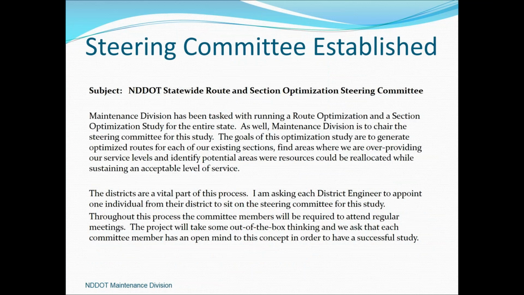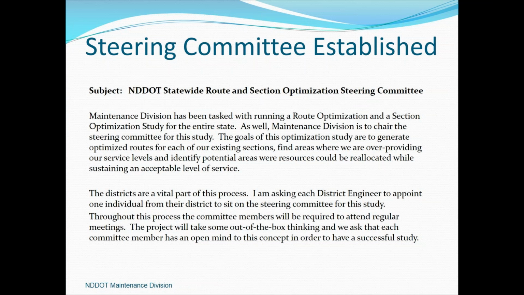As we started thinking of how to get this accomplished, we established a steering committee. That steering committee included members of the maintenance division, as well as a member from all 8 of our districts. We knew that district input was going to be vital to the success of this project.